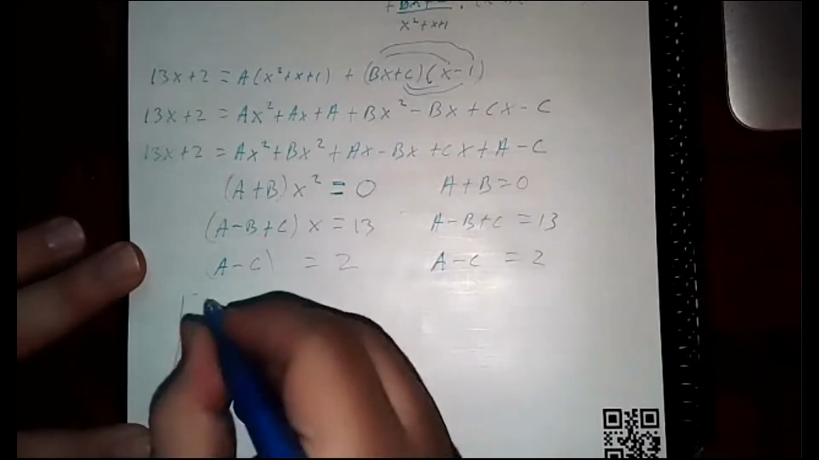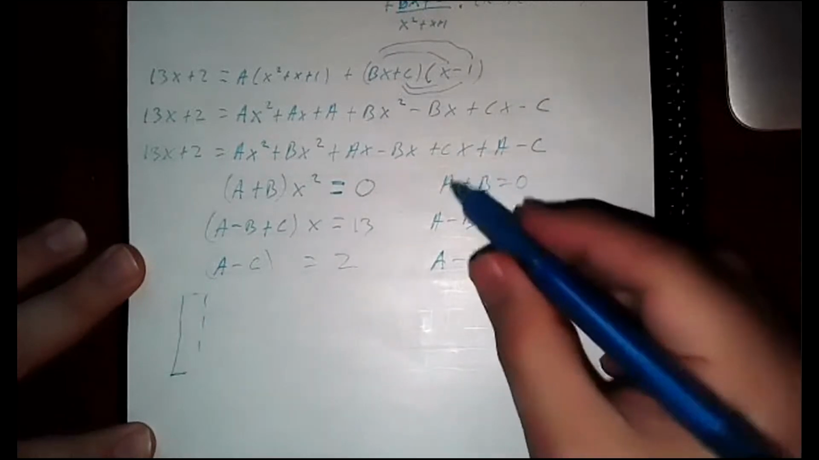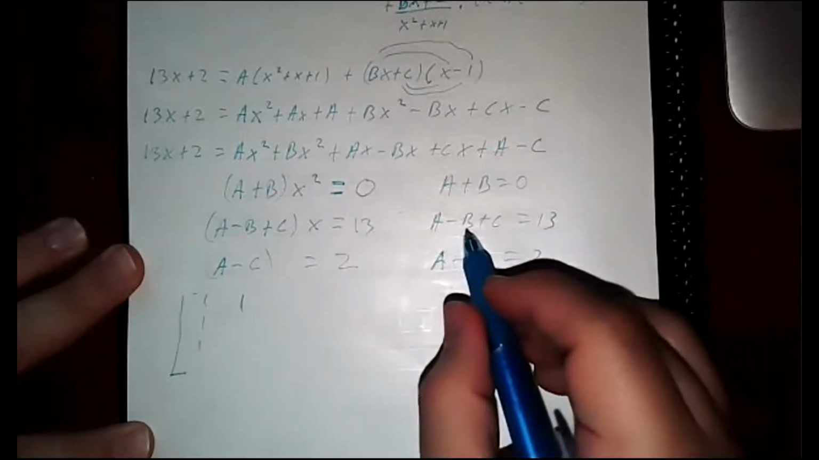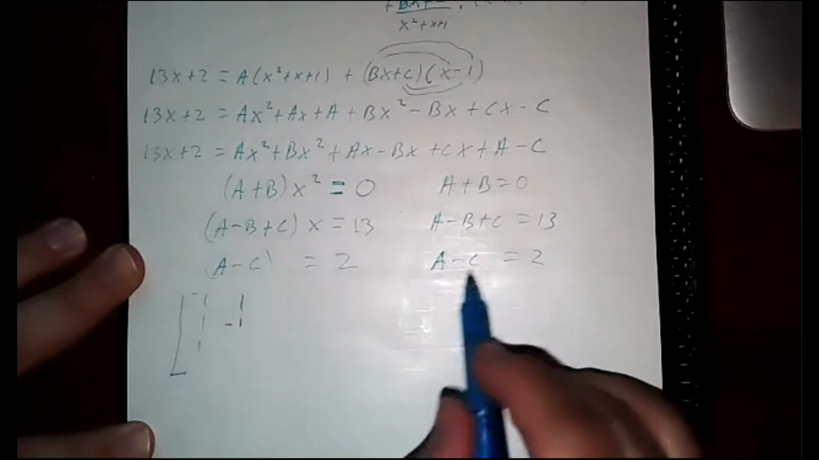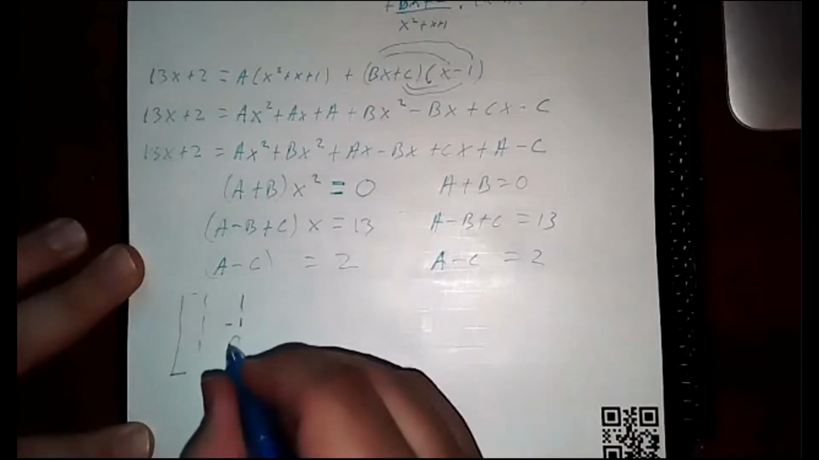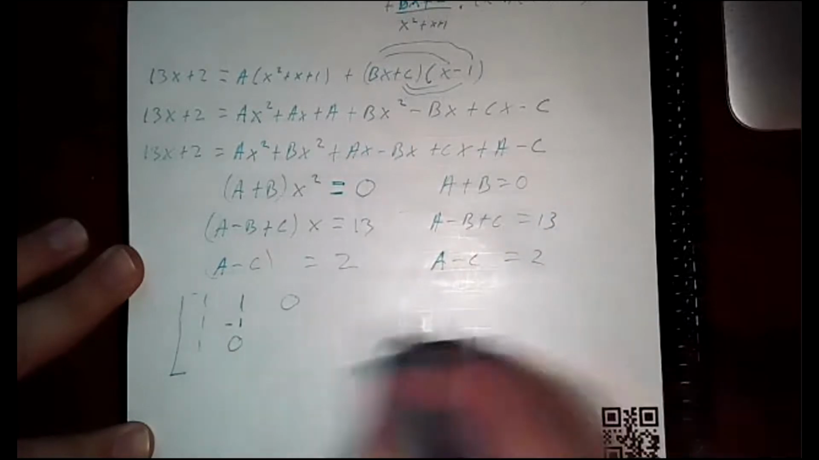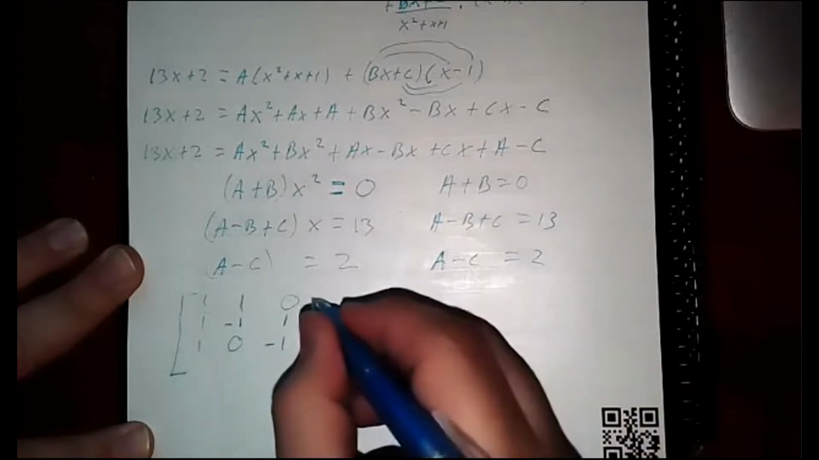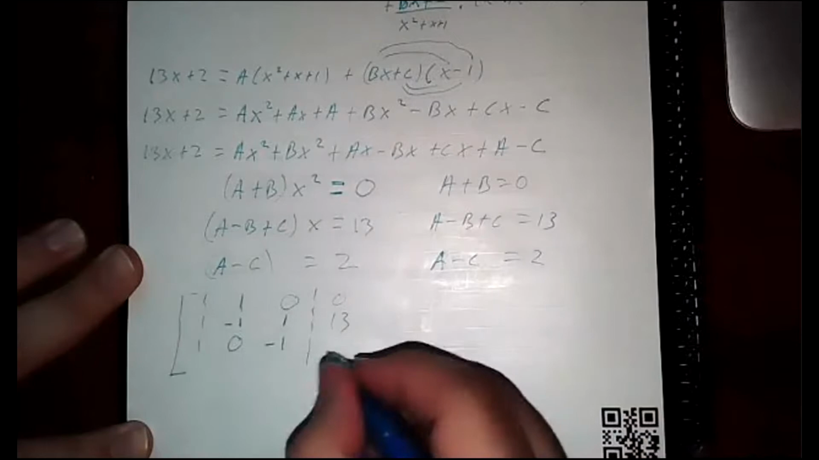So the A column will be 1, 1, 1. The B column will be 1, 1, 1B, second row, one negative B, right? Because it's negative. There's no B's here, so 0. There's no C's on the first one, so 0. 1C on the second equation, negative C on the last equation, and then the constants: 0, 13, 2.